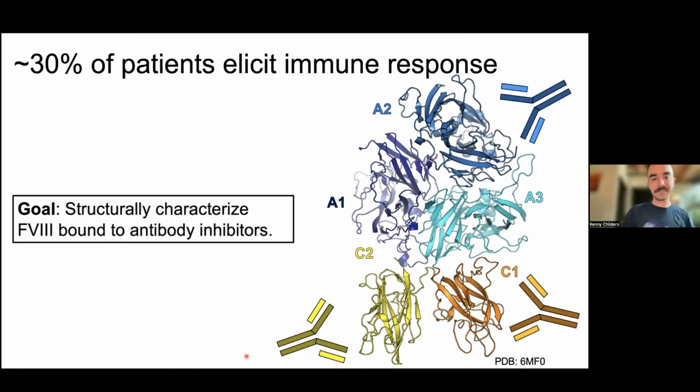So the overall goal in our lab is to structurally characterize these complexes of factor VIII bound to these antibody inhibitors. And if we can characterize those interactions, we can hopefully provide structural evidence to generate or engineer a recombinant factor VIII molecule that's less immunogenic. So that's the overall goal in our lab, is to really understand how these antibodies are binding, where they're binding, and to provide data to re-engineer a factor VIII molecule that's less immunogenic.